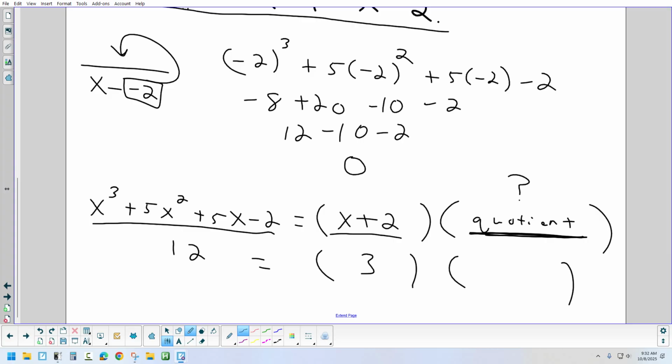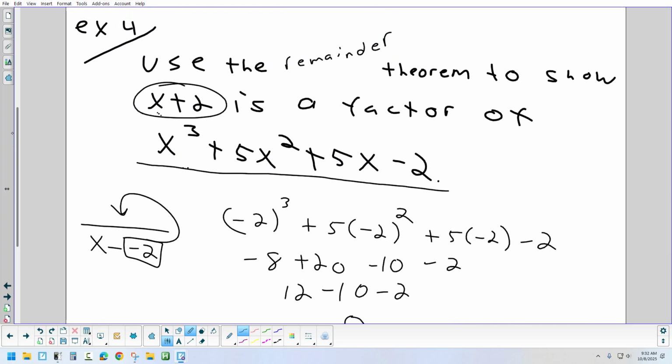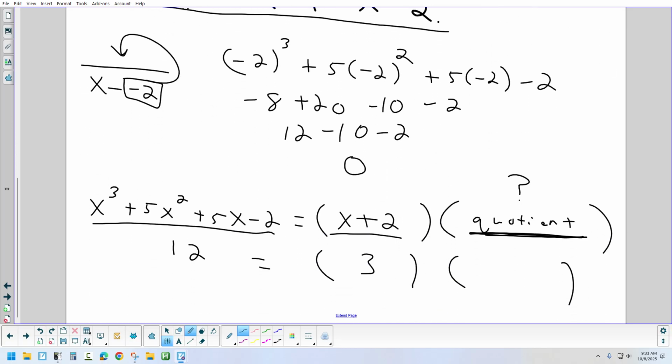Right now, yes, there is a fast way to find the quotient in this problem called synthetic division, but it's not something we cover in this class.